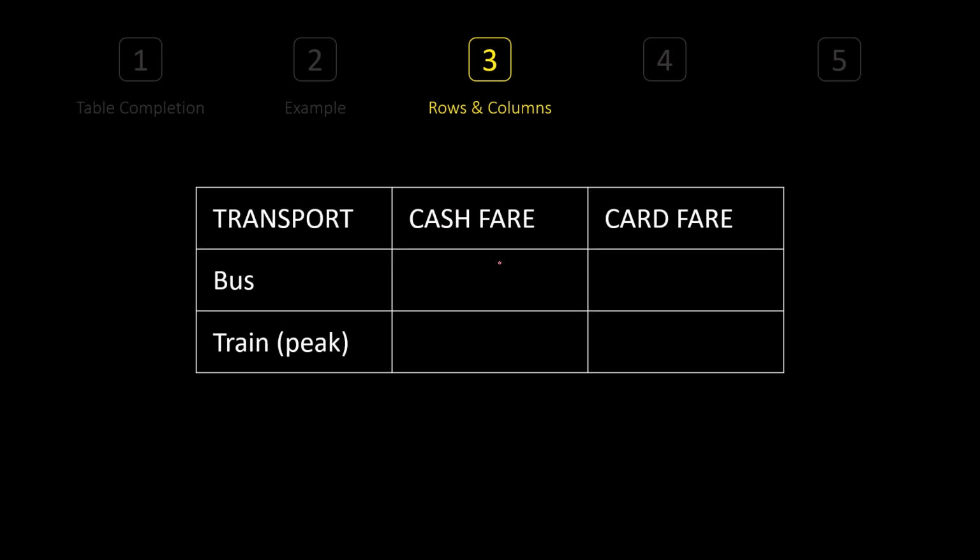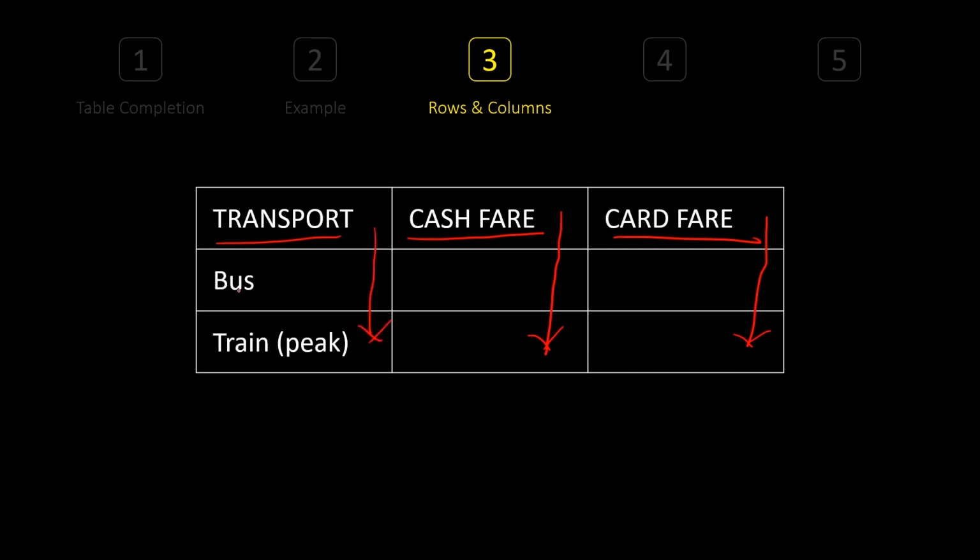And let me zoom in. If you look here, we have cash fare, card fare. So when they talk about cash fare, they're going to talk about this column. When they talk about card fare, they're going to talk about this column. When they talk about transport, what kind of transportation is used, we're going to talk about this column.